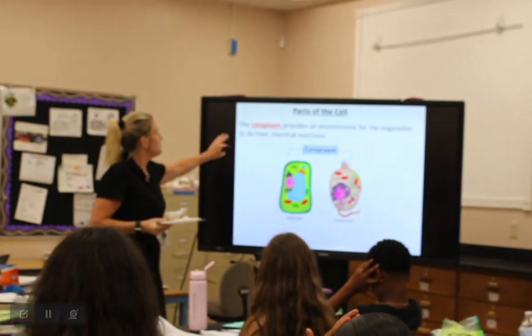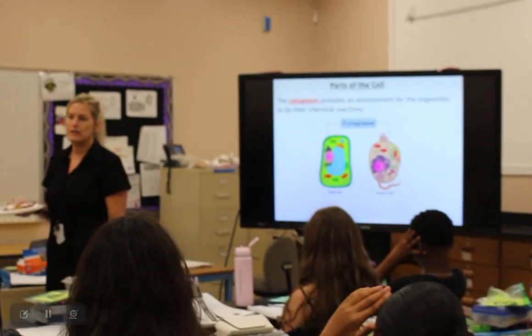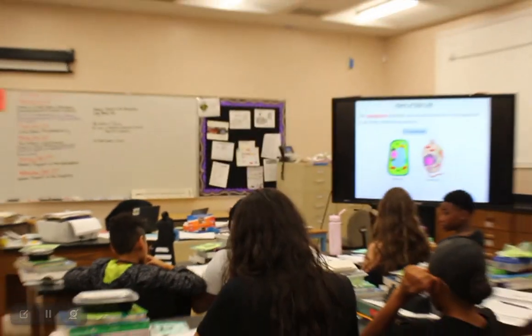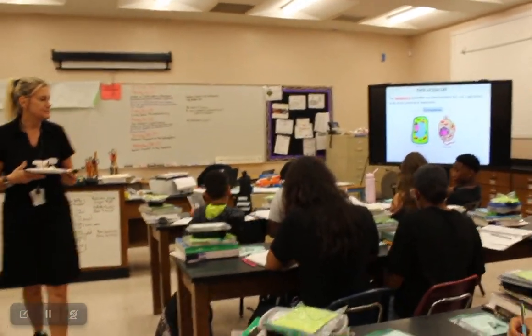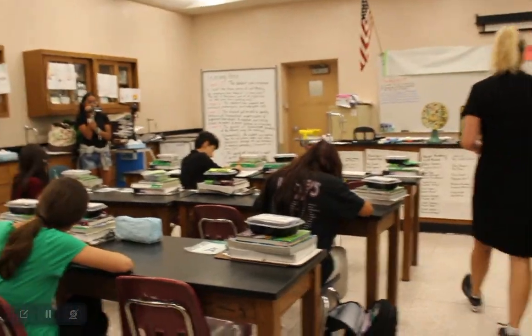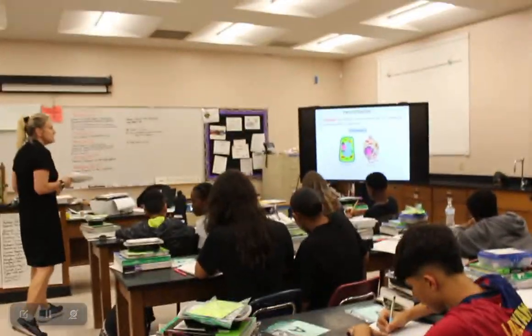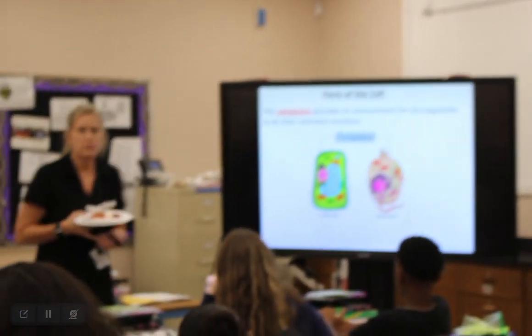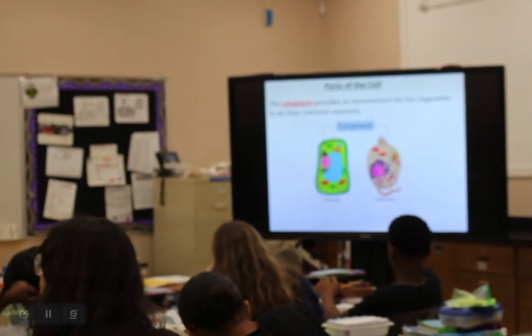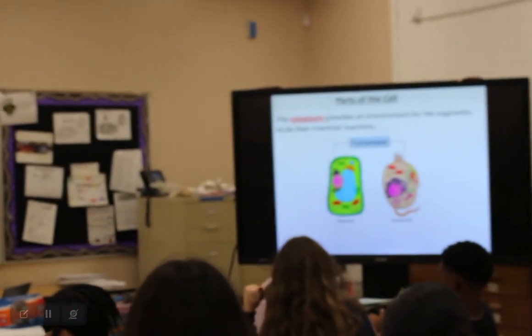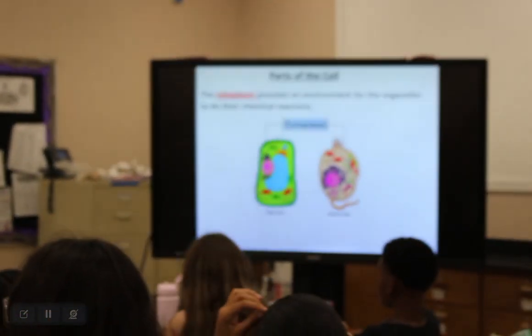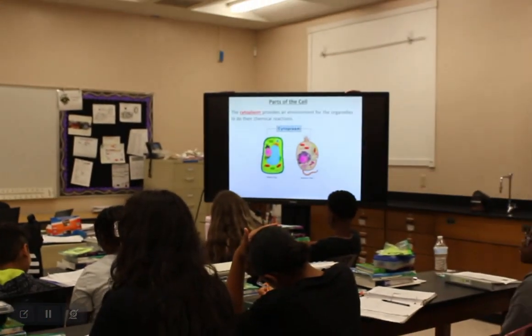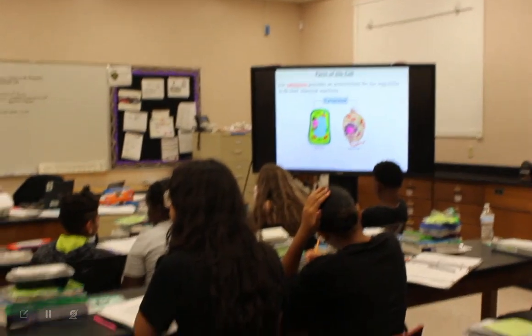Okay, so the first part of the cell that we're going to talk about is the cytoplasm. So you are going to write down cytoplasm as it is in red. All right, so the cytoplasm, ideally, I would probably use something like Jell-O, the wiggly jiggly Jell-O, to do cytoplasm. But I think that would be a little bit messy. So instead I used a fruit roll-up.